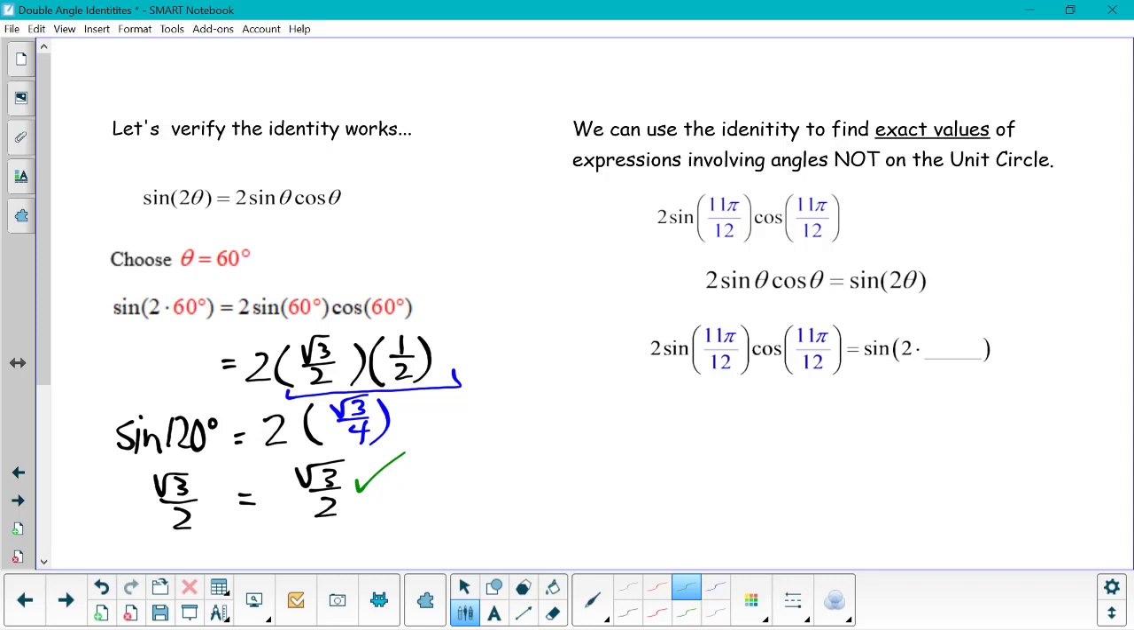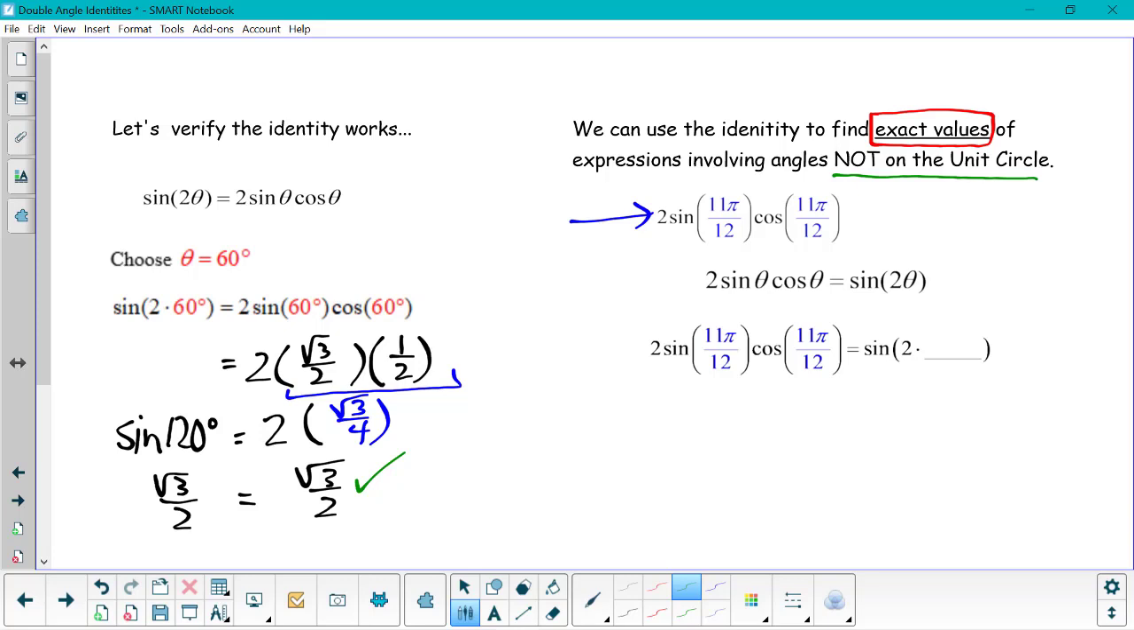The other thing we can do is evaluate expressions like this one and give an exact value. We can certainly put that in the calculator and get a decimal approximation, but we want an exact value. An angle of 11 pi over 12 radians does intersect the unit circle at a point. However, I don't know the coordinates of that point. So that's why we say it's not on the unit circle, meaning that we do not know the exact value of the coordinates of the point where it intersects the unit circle.